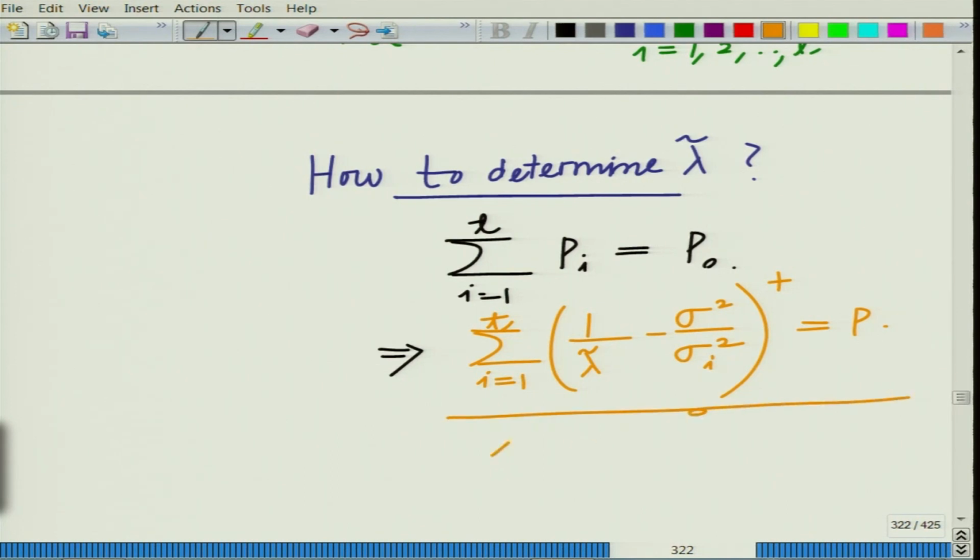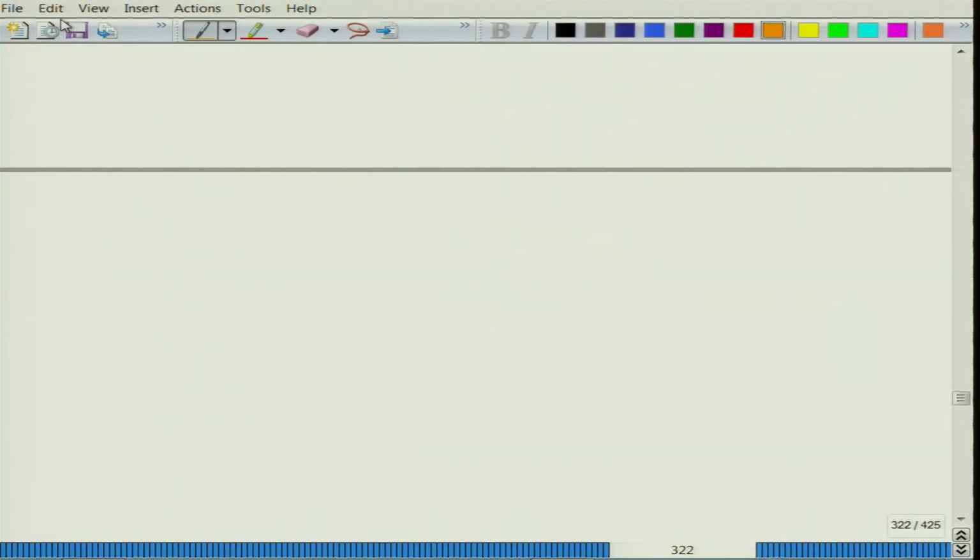So, solve this to determine lambda tilde. That is, the summation of the powers, all the transmit powers, must be equal to P naught, which is the total transmit power. Now, if you see, this power allocation has a very interesting structure.